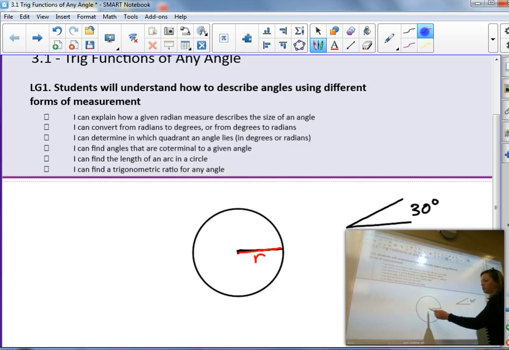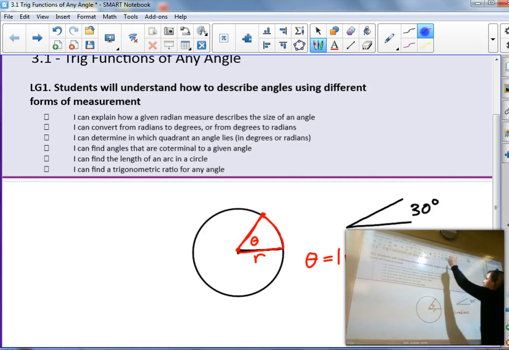So here's this radius. If I took this exact length, and remember we had that little string, and we wrapped that little string around the circle that was exactly the same length as one radius, and then we drew another line that went from the center of the circle to the end of that string, whose length was one radius. Then this angle here that we've created is 1 radian.